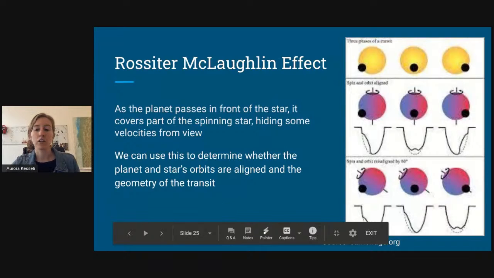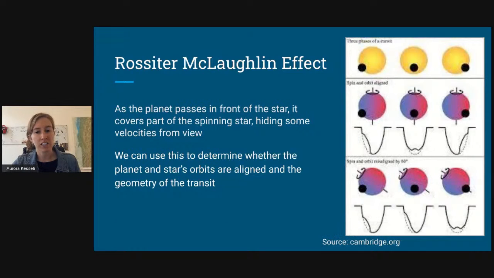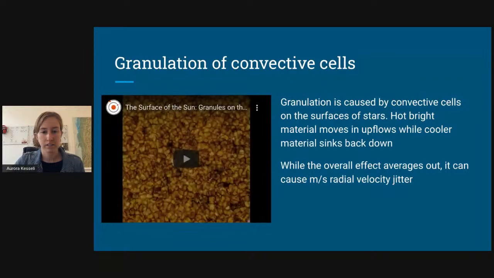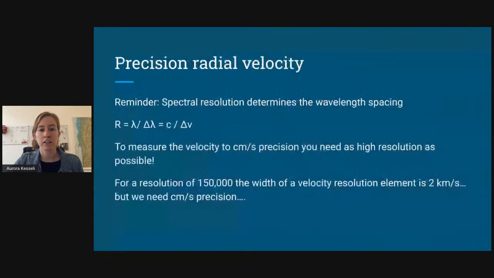And so you're going to see something like this happen with the absorption lines. By modeling the absorption lines and the radial velocity shifts that we measure, we can figure out what part of the star the exoplanet is blocking. And then we can figure out how the rotation axis of the star and the orbital axis of the planet are aligned. To actually measure this, we can measure radial velocities of the star as the planet is transiting. When we talked about this earlier, we saw our radial velocity curve.